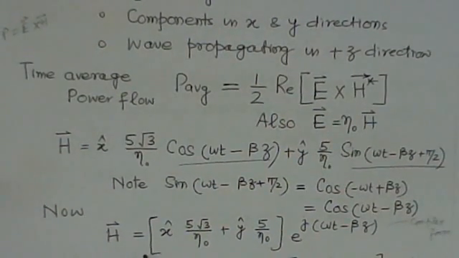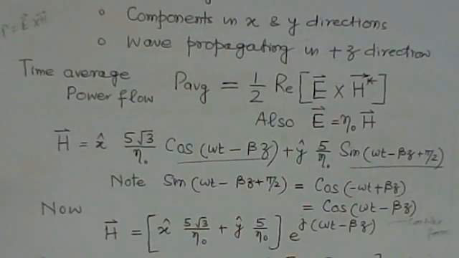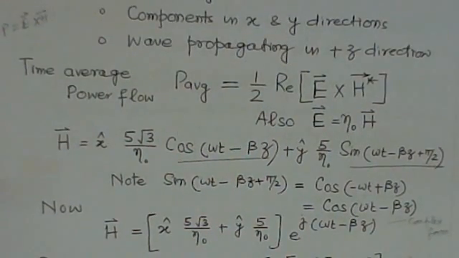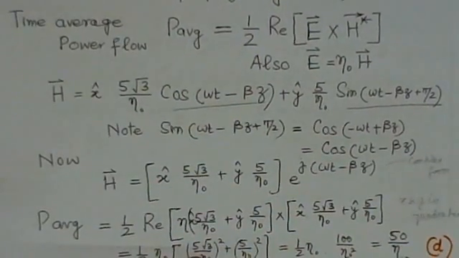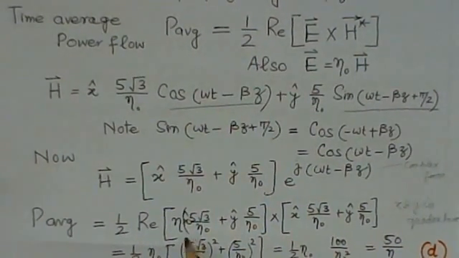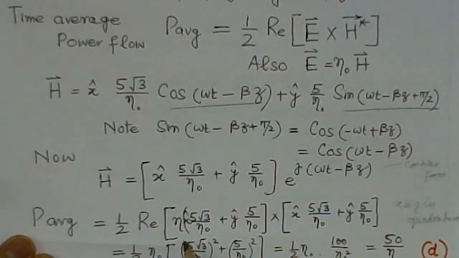That means we have rewritten the H as X, pi root 3 over eta naught plus Y, pi over eta naught, and e to the power j omega t minus beta Z. This is a complex form of sinusoidal variation indicating the plus Z direction as the direction of propagation. Now by knowing this, we'll apply this relation that P average equals half real part of E cross H. This is the value of E. I have written E as eta into H. This is the E and this is the H part.